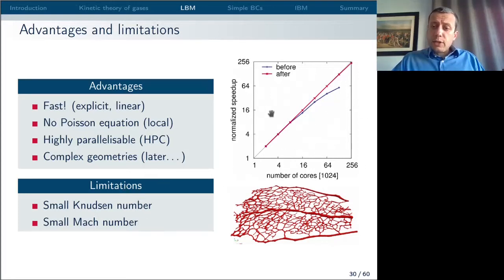Here you just see a plot of the scalability of a Lattice Boltzmann code on a supercomputer where initially the scaling was not great, but the developers of the code found out that there was some message passing interface algorithm that was forming a bottleneck. And once that was removed, you could see that the algorithm scaled nearly linearly up to 256,000 cores, which is something that you will, for example, never achieve with OpenFOAM.